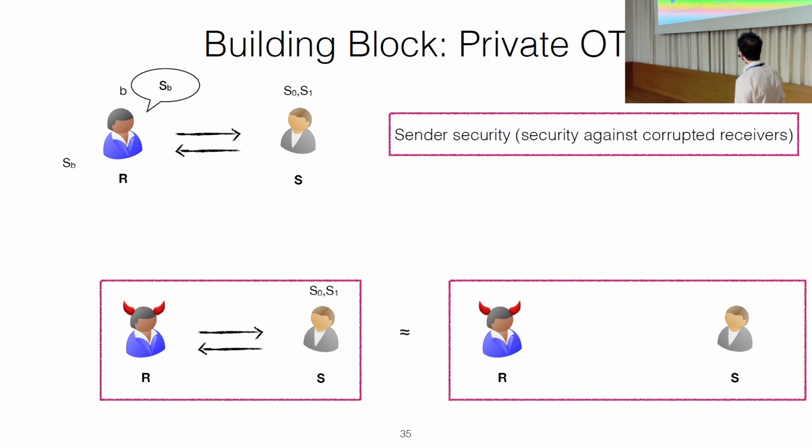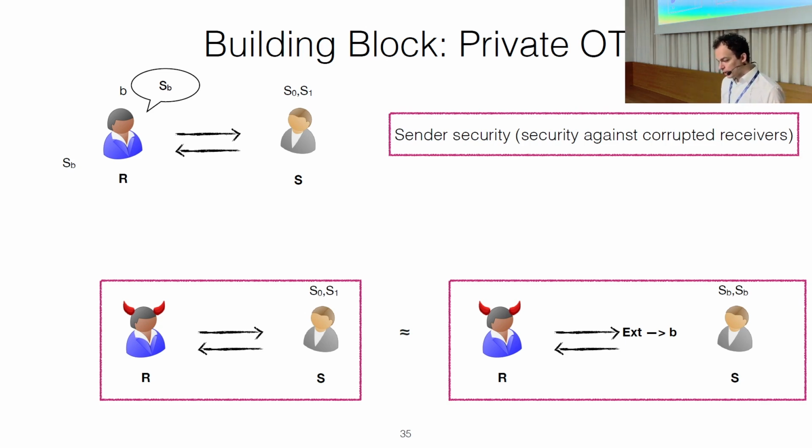In the case of the corrupted receiver, at a high level, what this security definition tells you is that the corrupted receiver should be able to understand only one between S0 and S1. So in particular, if you have a way to determine that the input of the corrupted receiver is B, by an exponential time extractor, what you want is that these two experiments should be indistinguishable. The experiment where the sender uses S0 and S1, and the experiment where the sender uses SB, SB. So this tells you that the corrupted receiver doesn't learn both inputs.